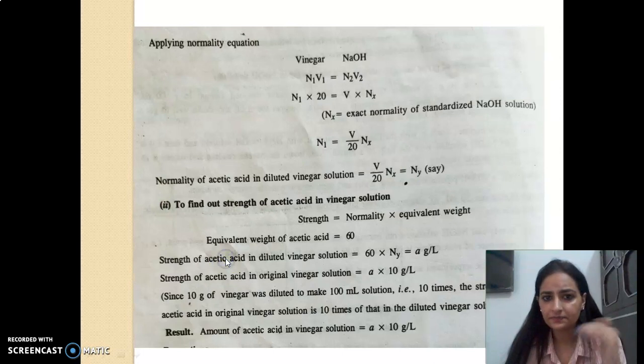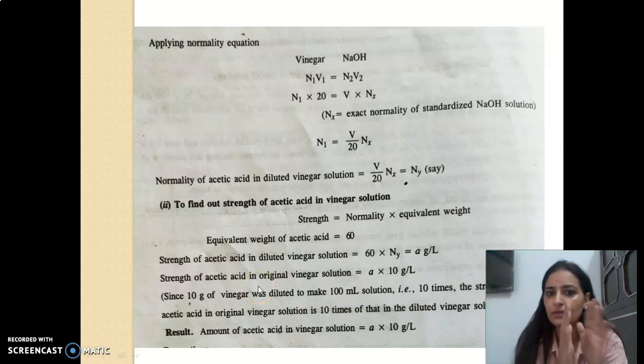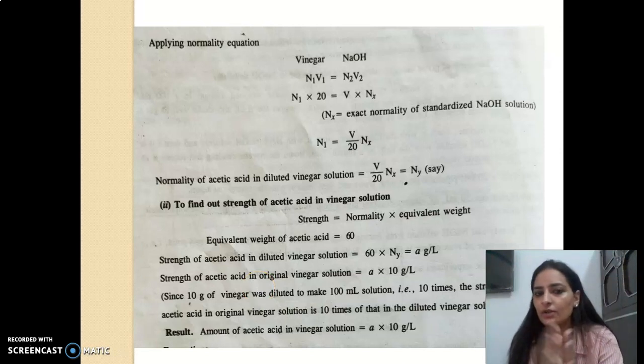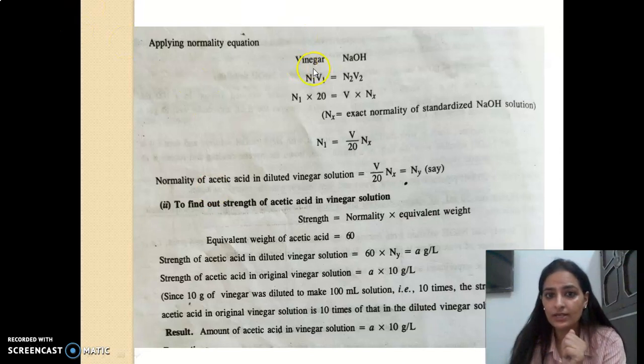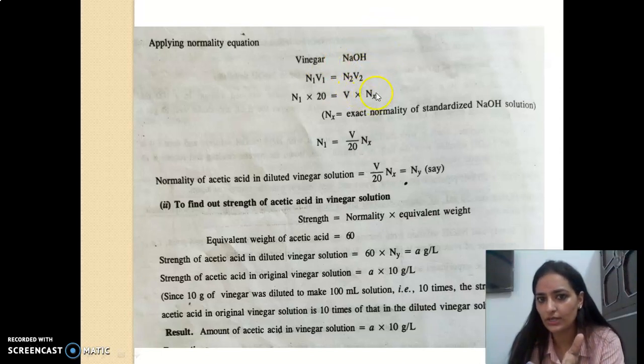So after this, you have to apply the normality equation for each titration. In the very first titration, when you apply the normality equation, you will get the normality of NaOH, that I have written there, that is 0.1. So once you calculate the normality from the first equation, you have to do the normality equation again for the second titration, that is N1V1 is equal to N2V2, like this, vinegar and NaOH. Depending upon which volume you are pipetting out, if you are pipetting out NaOH 20 ml, you have to write down here 20, and this volume you will note down from the burette.